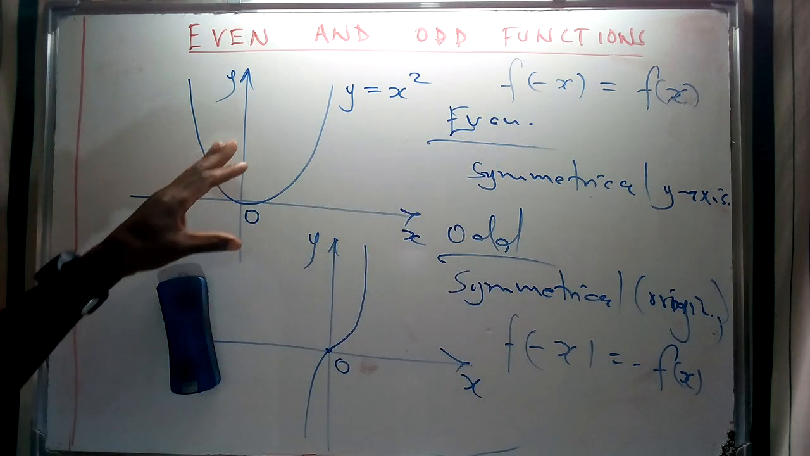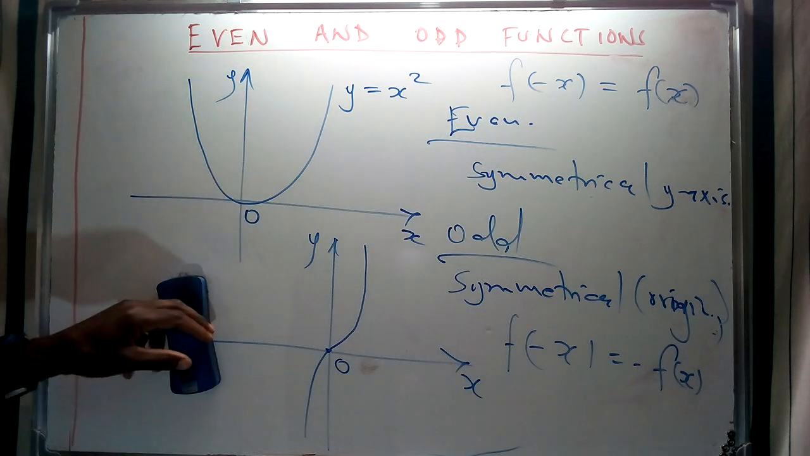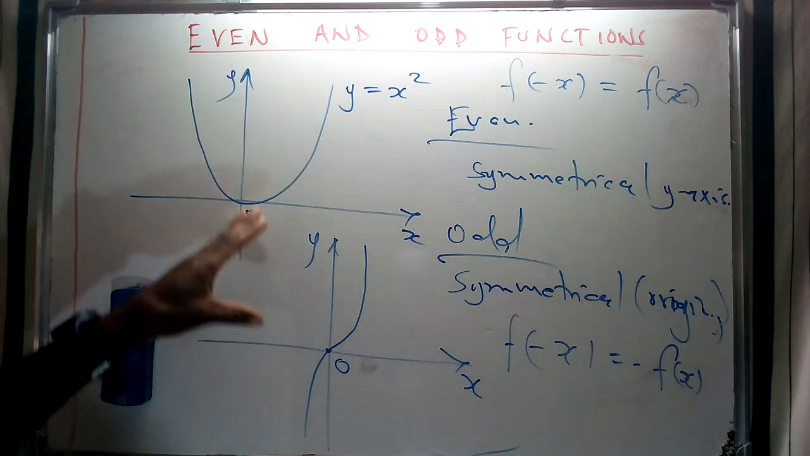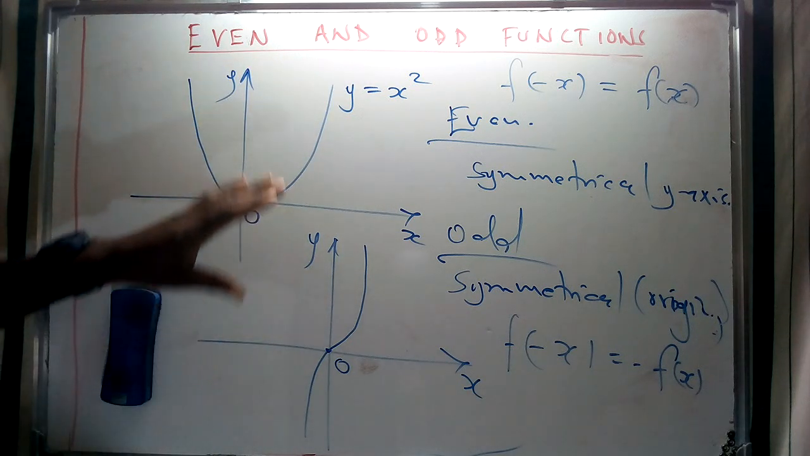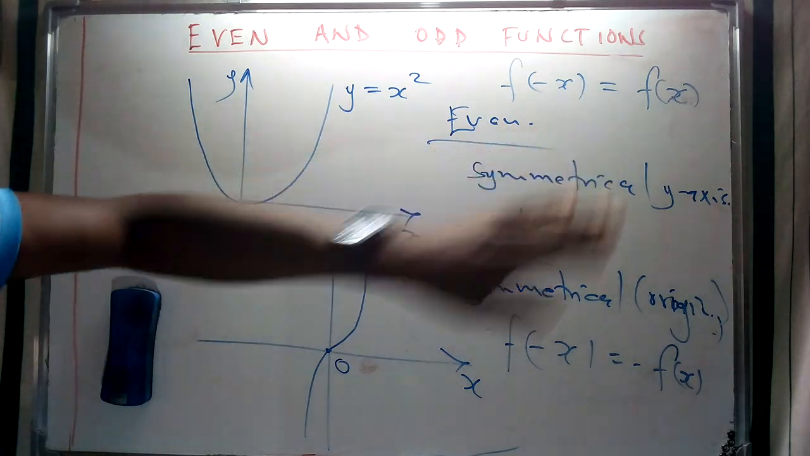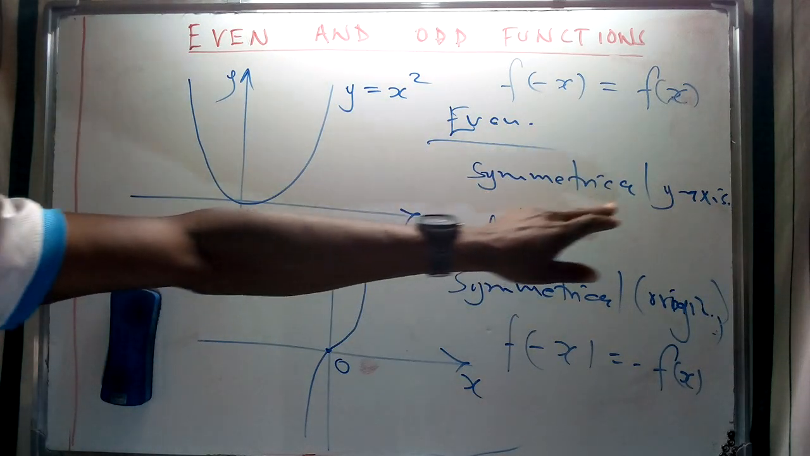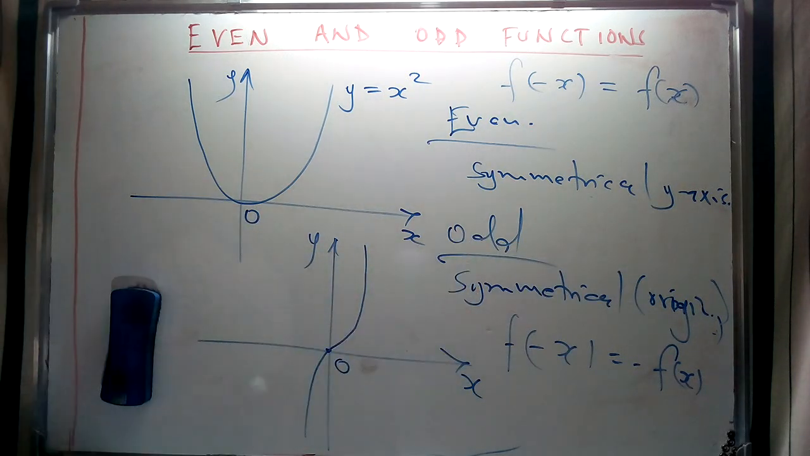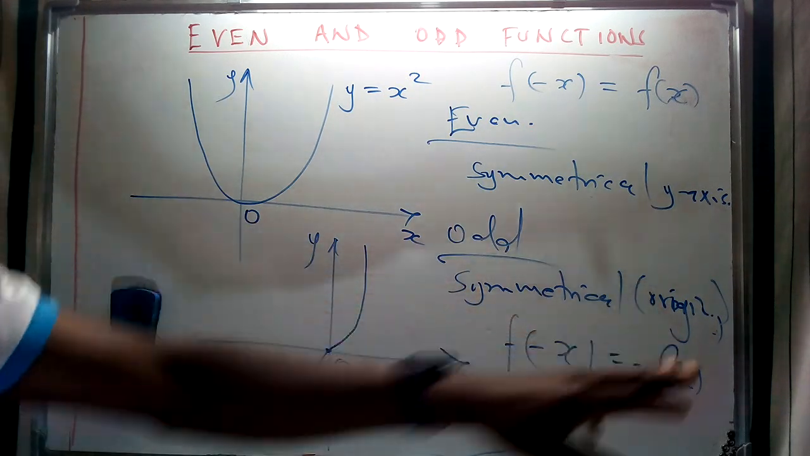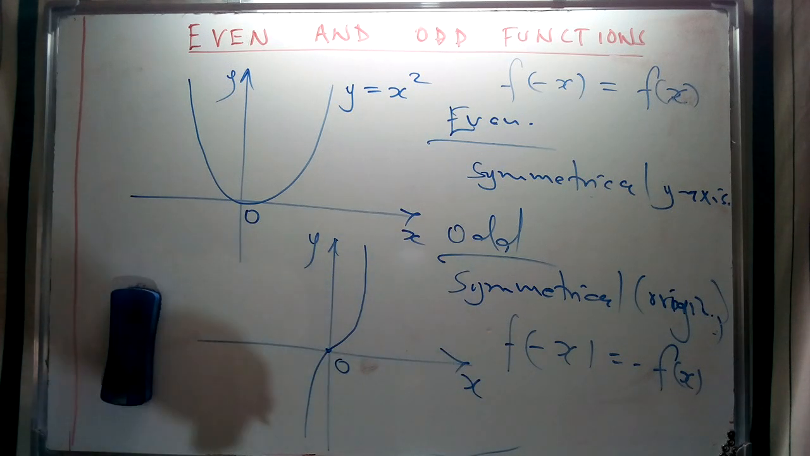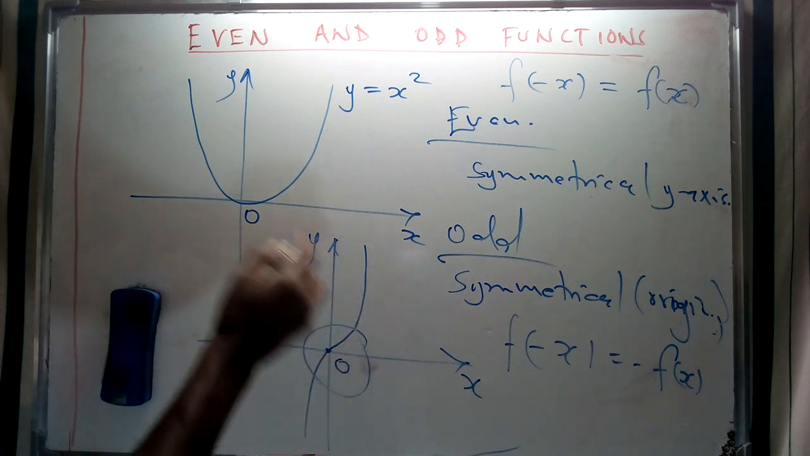Number two, we can use a graphical way of creating a distinction between even and odd functions. That can be achieved by noting that even functions have graphs which are symmetrical with respect to the y-axis, and for odd functions, the graphs are symmetrical at the origin, as in the general examples I've indicated.